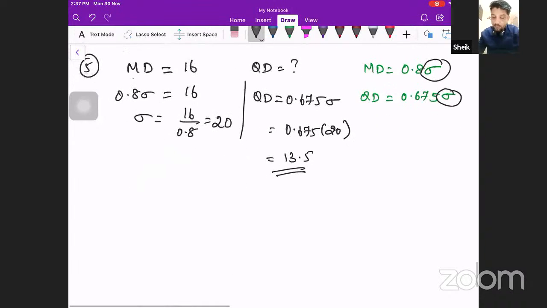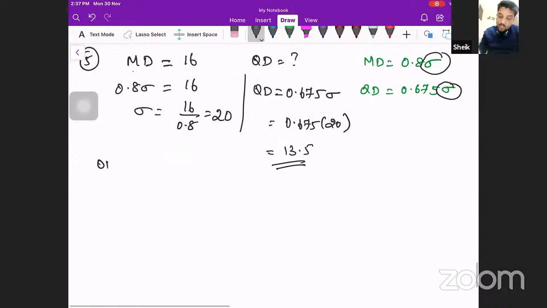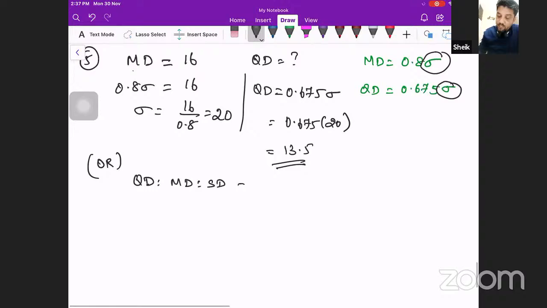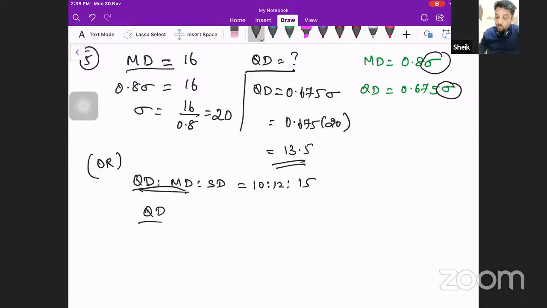Okay, 13.5. Sir, the same problem can also be approached in a different way, my dear. How? I'll tell you. I think I already gave QD is to MD is to SD is equal to 10 is to 12 is to 15. Now, here we have to find the relation between QD and MD. MD is given, and QD they ask you to find out. So I'll take only these two. What is QD by MD?